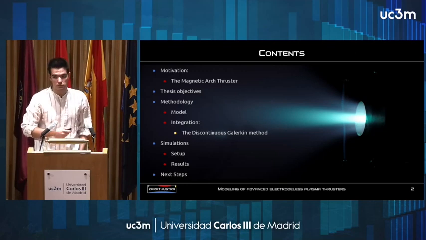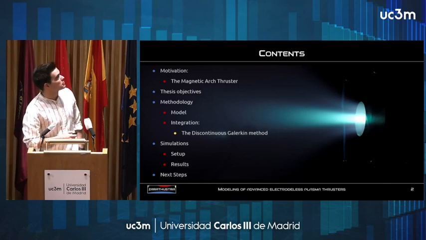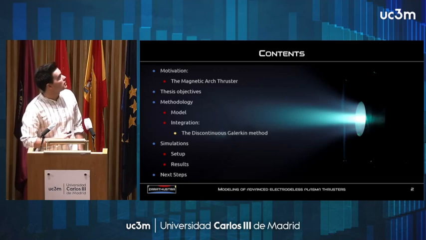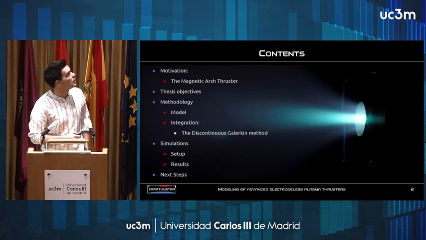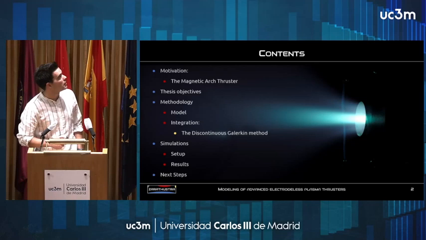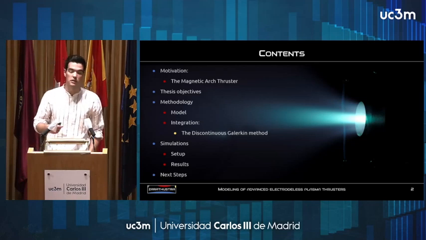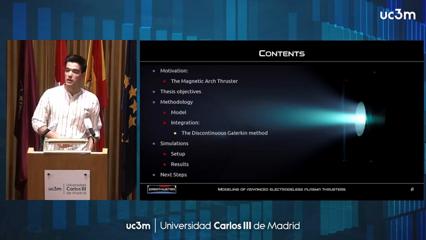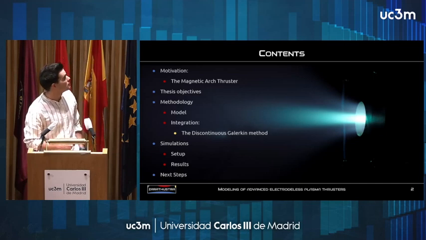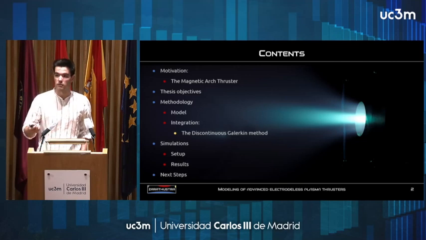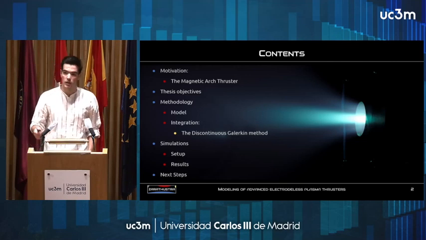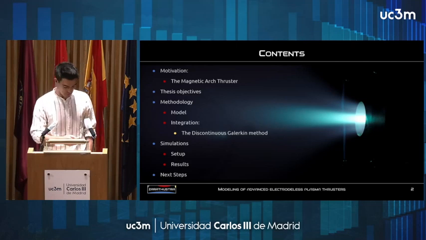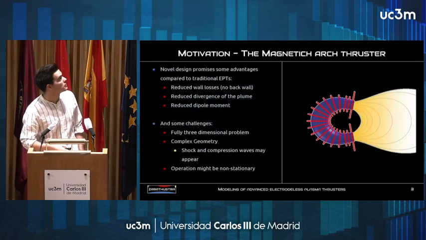First, basically the contents of the presentation. I'm going to give a brief motivation, very fast, because Celian talked already about the magnetic arc thruster. Then I'll state the main thesis objectives, and I will also talk about the model and how we integrate it. And in the end, most of the time I will spend explaining the results of the last simulations that we've been running and that, as Celian said, will be presented in IEPC next week. And then I'll finish with the next steps for the following year.